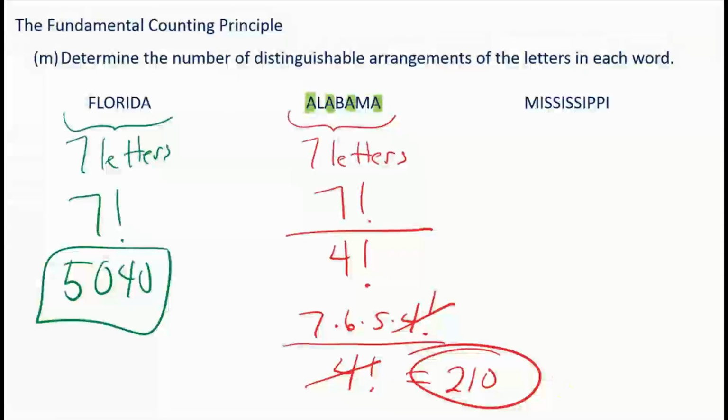And then, just to make sure you know what you're doing, I gave you Mississippi. Okay? So pause it. You work on Mississippi, and come back and let me know what you figured out.